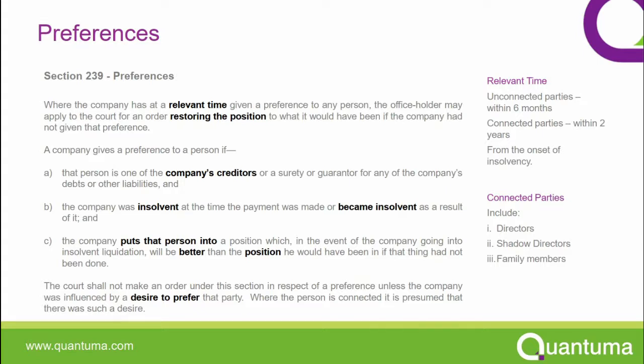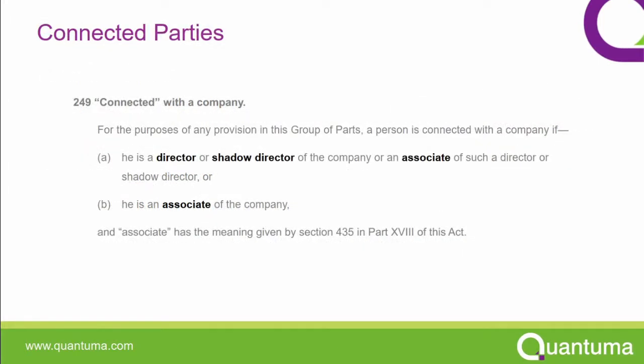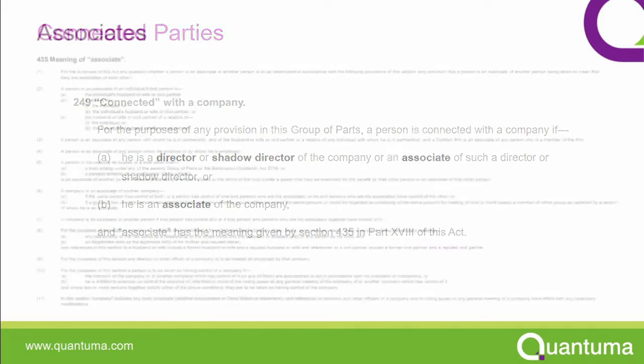You'll note on the right hand side that preferences can only be challenged if they've been made at a relevant time. For unconnected parties, that's within 6 months up to the date of the formal insolvency process commencing, and for connected parties, within 2 years. The Insolvency Act defines these connections. A party is connected to the company if they are a director or shadow director or an associate of them or the company. So now you need to follow on to find out what an associate is.